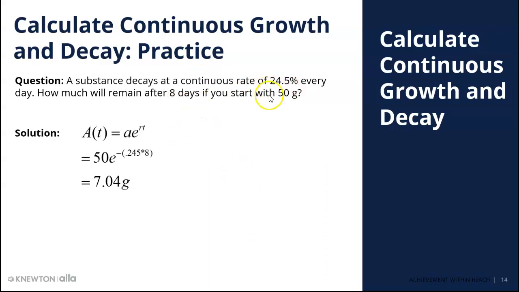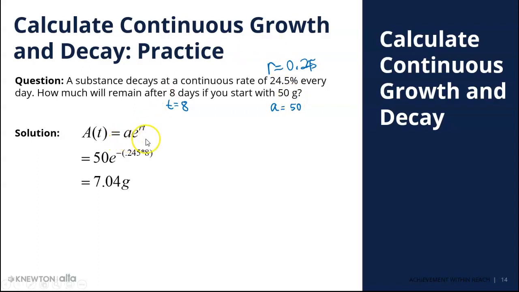Now that we have identified all the given, we are able to identify that this is an exponential problem. So we are going to use the formula here. A of t is equal to A e to the rt, where our rate r here is 0.245. We convert that to decimal. And then, since this is a decay problem, that would be negative. And the time here is equal to 8. And the initial condition A is equal to 50.